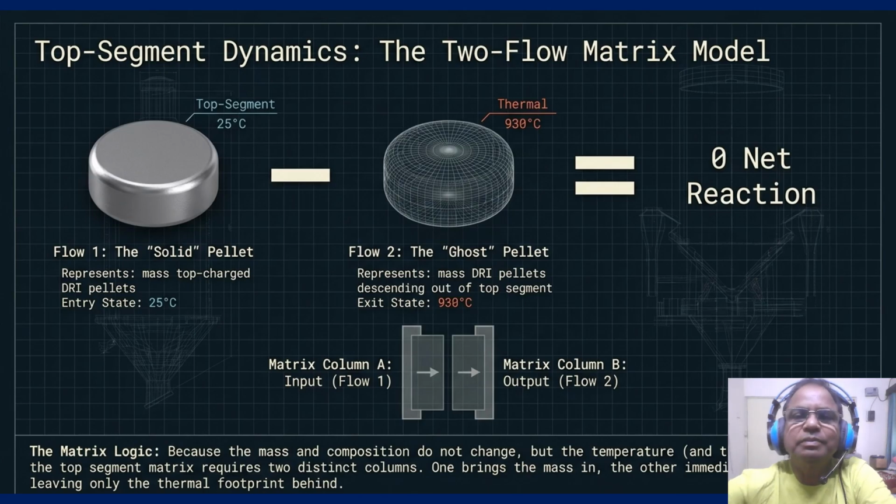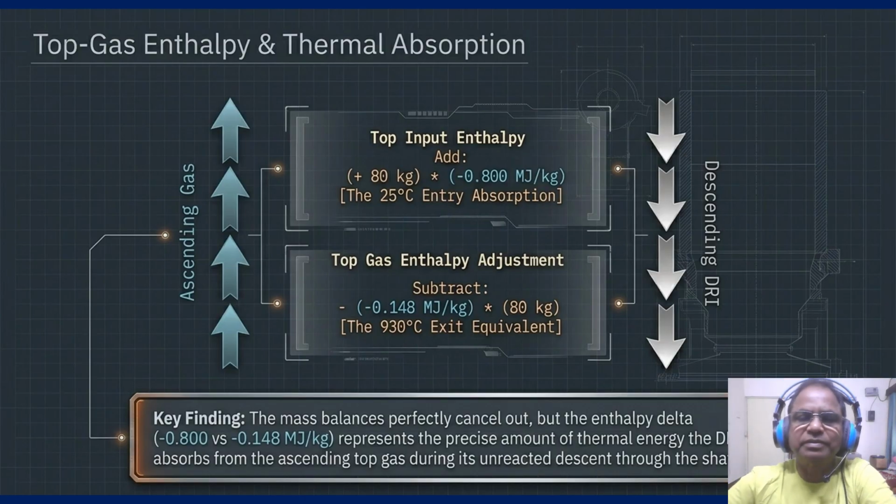Now look at the gas-solid heat exchange. The blue ascending gas arrows meet the gray descending DRI arrow. We calculate the top gas temperature by adding the 25 degrees centigrade entry enthalpy and subtracting the 930 degrees centigrade exit equivalent. The key finding here is the enthalpy delta, the difference between 0.800 and 0.148 megajoule per kilogram, which represents the precise amount of thermal energy the DRI absorbed from the ascending gas.